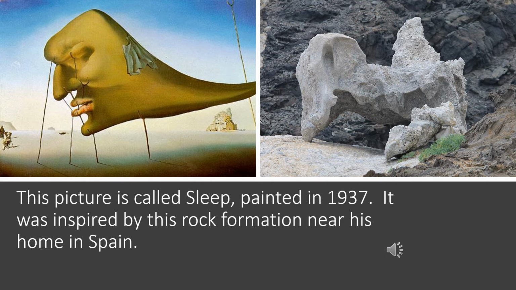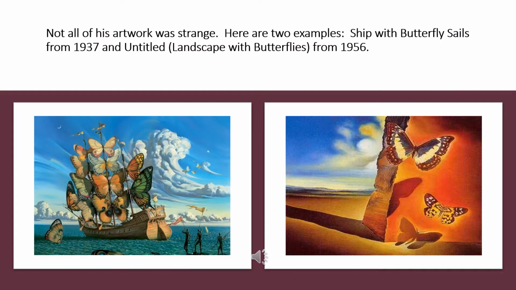This picture is called Sleep. It was painted in 1937. It was inspired by this rock formation that was near Dali's home in Spain. Not all of Dali's artwork was strange. Here are two examples: Ship with Butterfly Sails from 1937 and Untitled, which looks like the landscape with butterflies, from 1956.